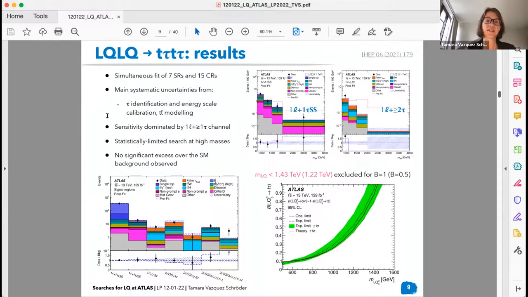From the combination, the sensitivity is mostly led by the one lepton plus at least one tau channel. And the search is overall statistically limited, especially at high masses where we start to become quite sensitive. As you see from the summary of the signal regions here at the bottom left-hand side, there's no significant excess over the standard model background processes. So we set limits on the mass, excluding leptoquark masses below 1.43 TeV for the hypothesis of B equal 1. But we also managed to set quite stringent limits for B equals 0.5, excluding leptoquark masses below 1.22 TeV.